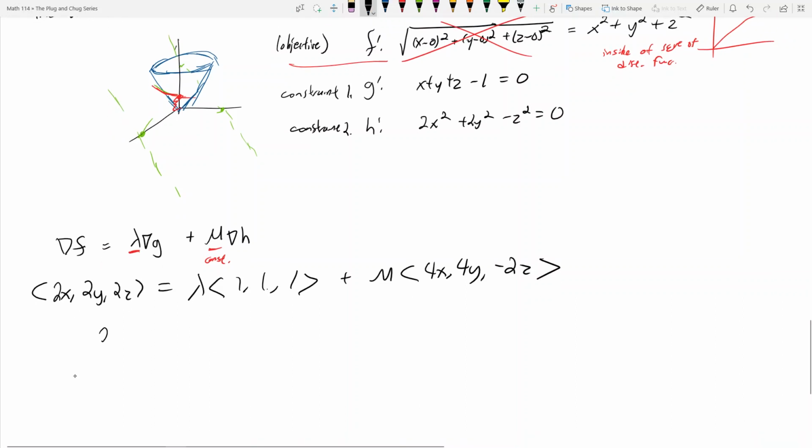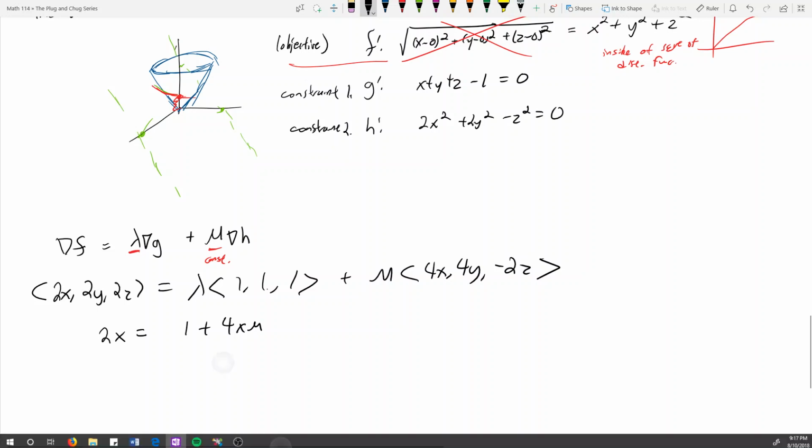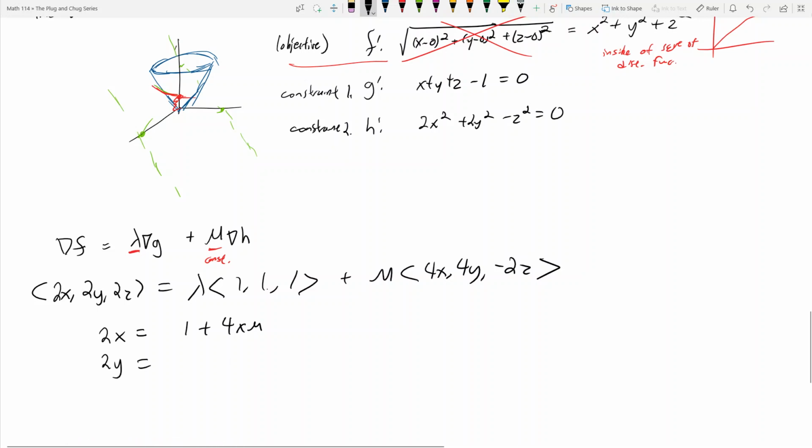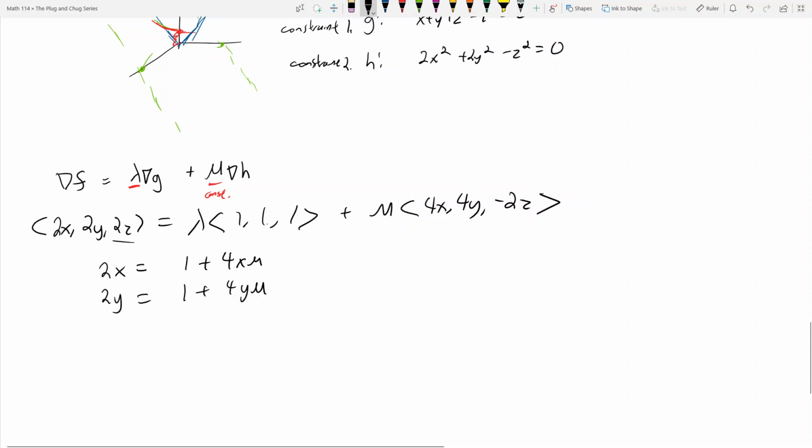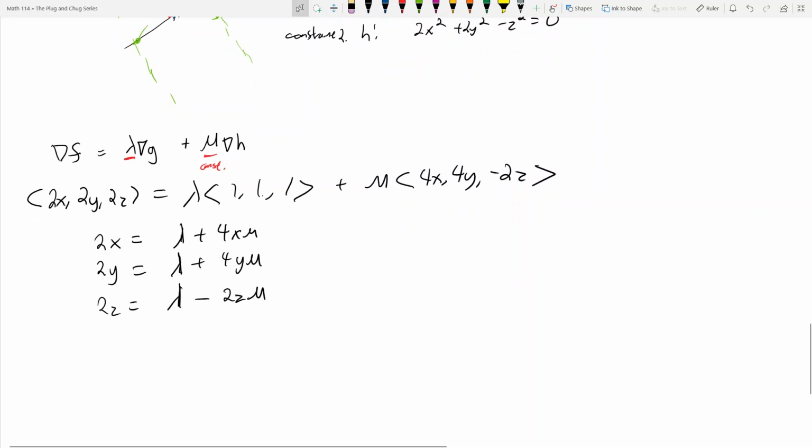So now what do I have? Well, I have 2x is equal to lambda times 1, this first entry, plus mu times 4x, so let's do 4x mu, right? And then I got 2y, so now the second components are all equal to each other. Well, that's 1 plus 4y mu. And then finally, the third components need to be equal to each other. So that's going to be 2z is equal to, oh wow, I've been writing 1. These should all be lambdas here, right? Because it's lambda times 1, so it's lambda. And then minus 2z mu.